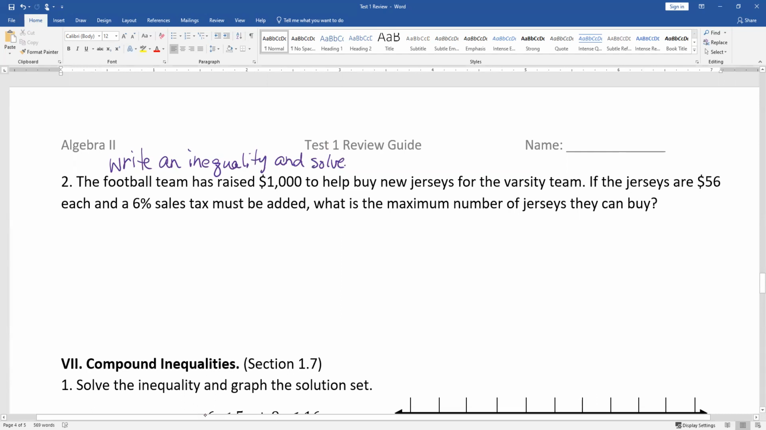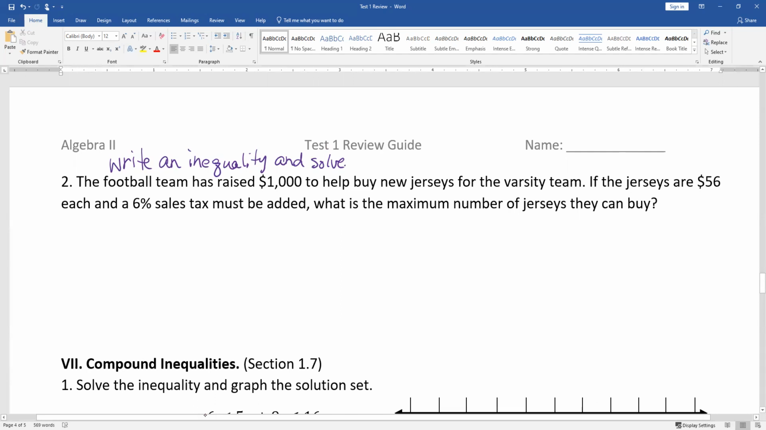All right, the football team has raised $1,000 to help buy new jerseys for the varsity team. If the jerseys are $56 each and a 6% sales tax must be added, what is the maximum number of jerseys they can buy?